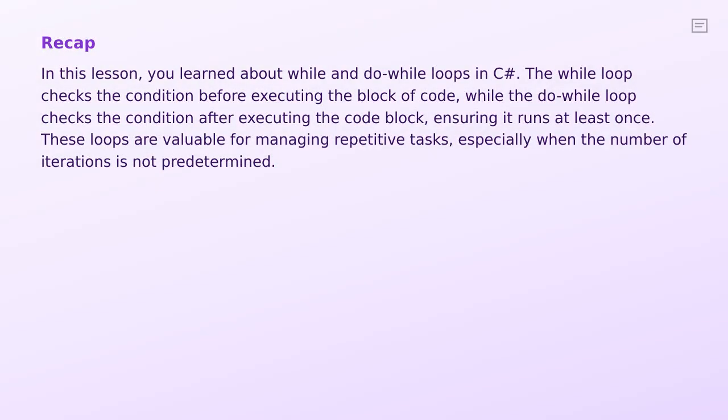In this lesson, you learned about while and do-while loops in C#. The while loop checks the condition before executing the block of code, while the do-while loop checks the condition after executing the code block, ensuring it runs at least once. These loops are valuable for managing repetitive tasks, especially when the number of iterations isn't predetermined.